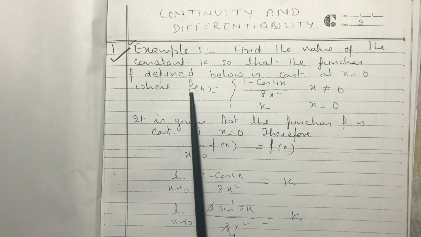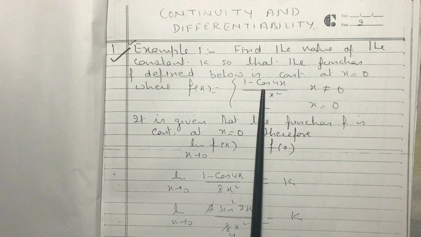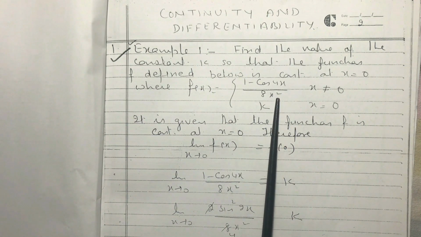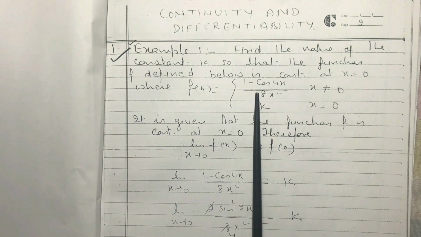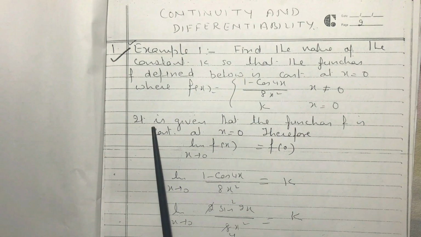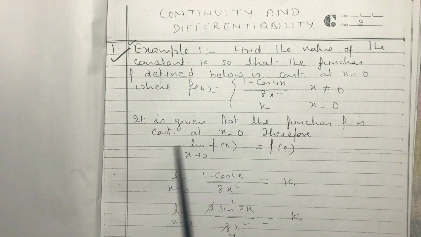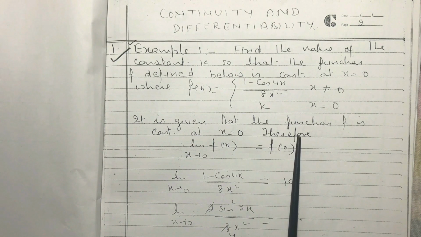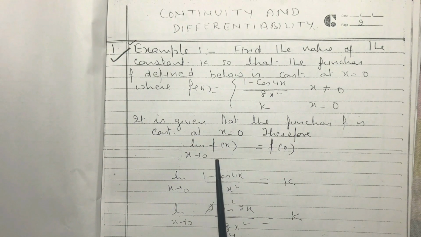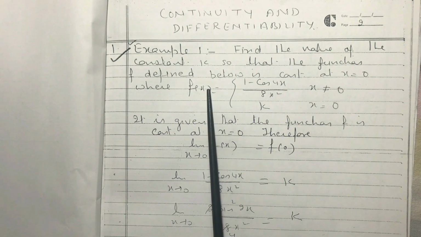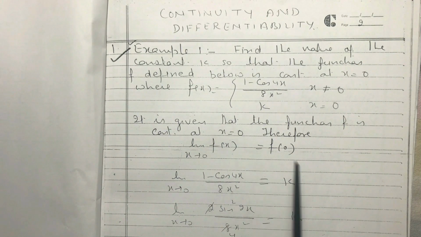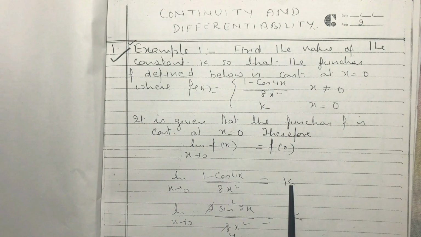And what is given? This function, which is (1 minus cos 4x) upon 8x square for x not equal to 0, is continuous. Now it is given that the function f is continuous at x equal to 0. It means the limit of f(x) as x tends to 0 is equal to f(0). Now f(0) is equal to k. If I substitute this value 0 here, f(0) is equal to k. So instead of f(0), I am going to write k.